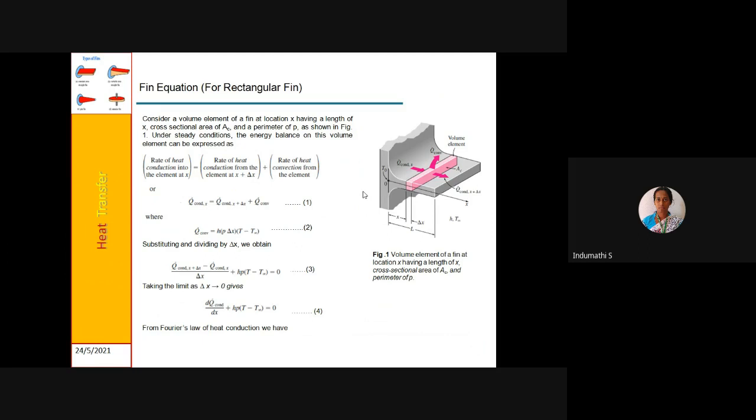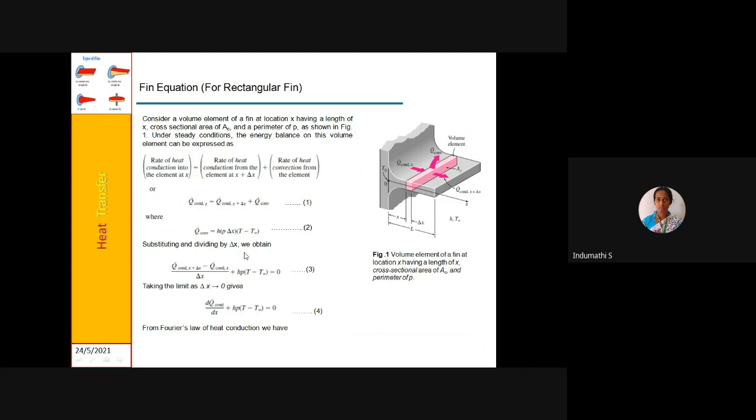To determine the governing differential equation for the fin shown in the figure, consider the heat flow to and from an elemental cross-section of thickness dx at distance x from the base. So we can write a heat balance for the element as Qx is equal to Q(x plus delta x) plus Q convection, where Q convection can be written as h A delta T, where A is P into dx, so we can write h P dx (T minus T infinity).